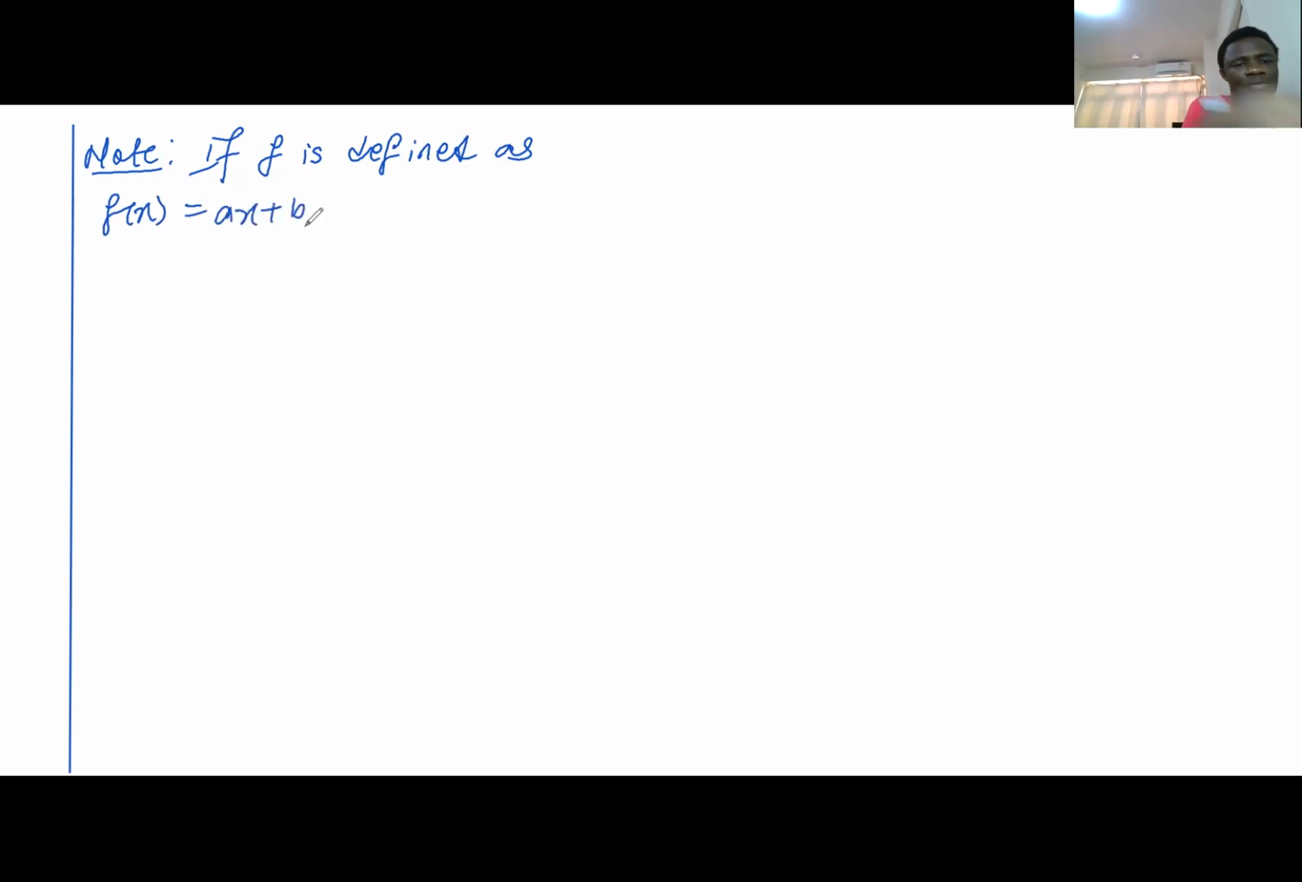I'm taking my question from exercise 15B of your book, if you have it. Sometimes, another notation: if f is defined as, say, f of x equals ax plus b, okay?